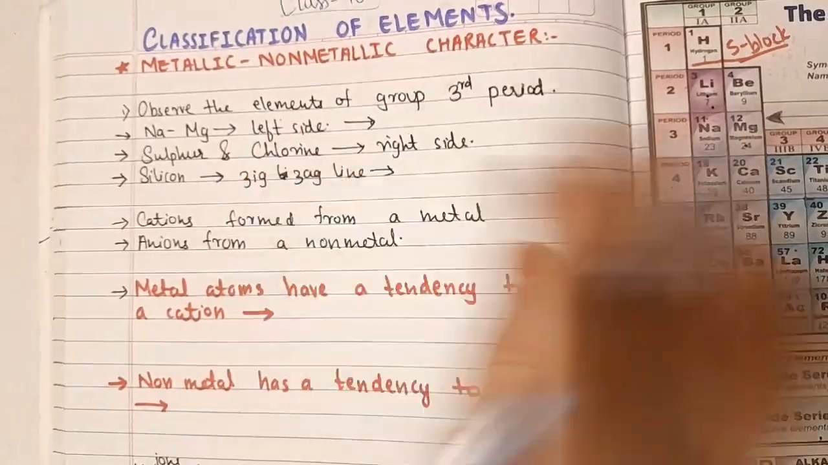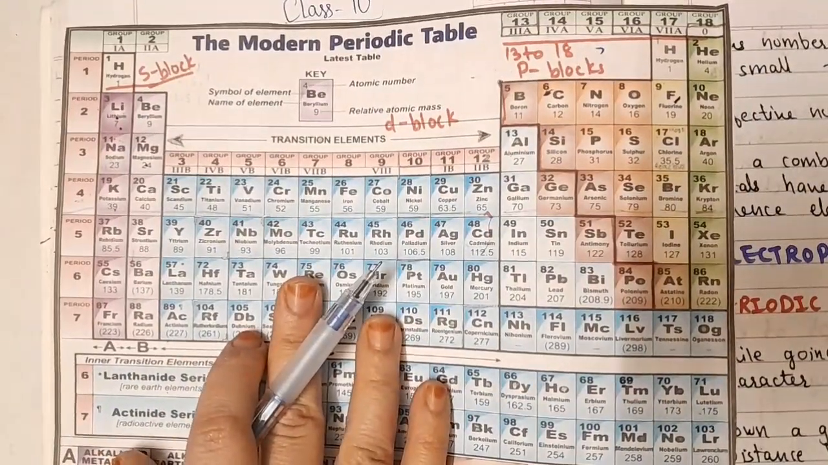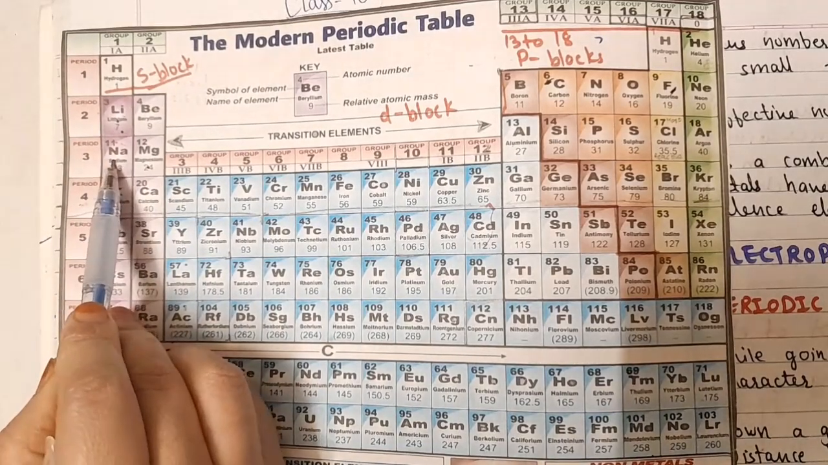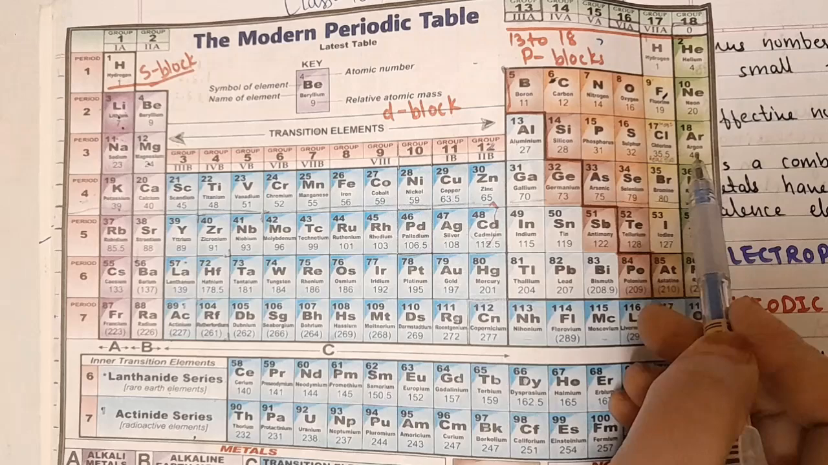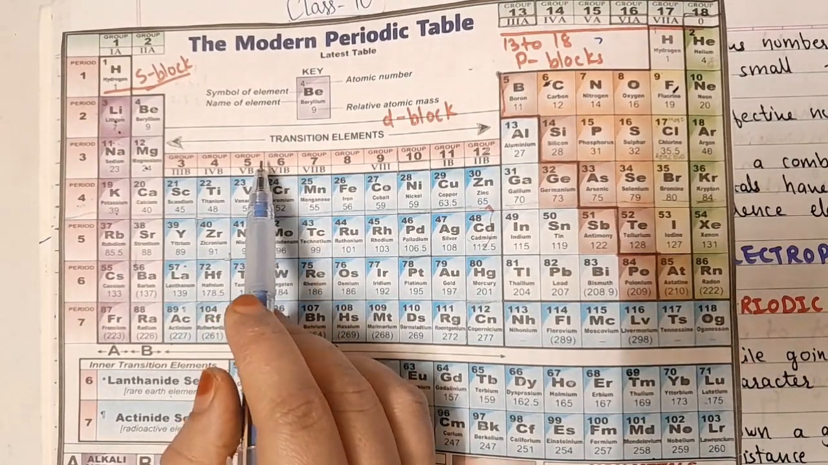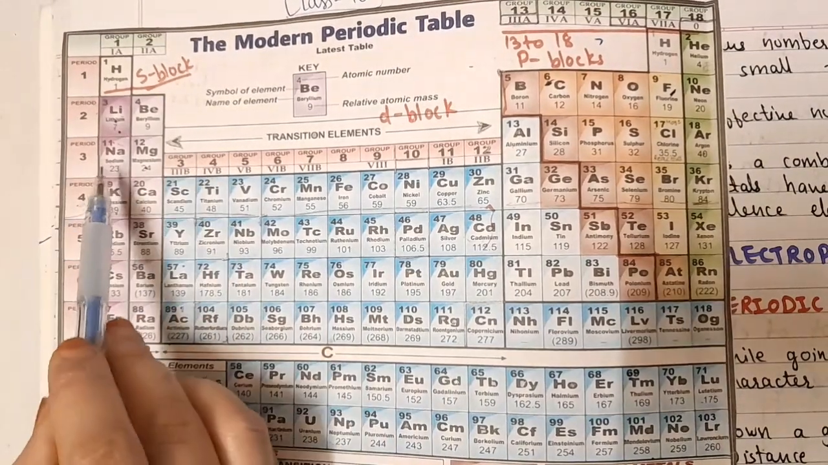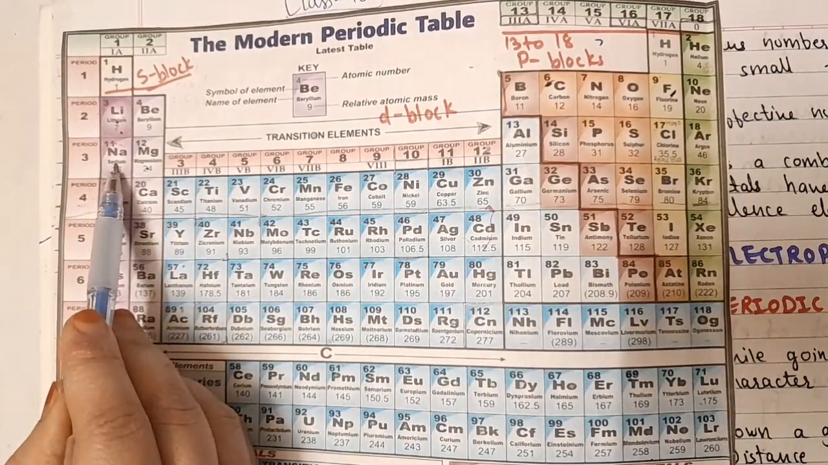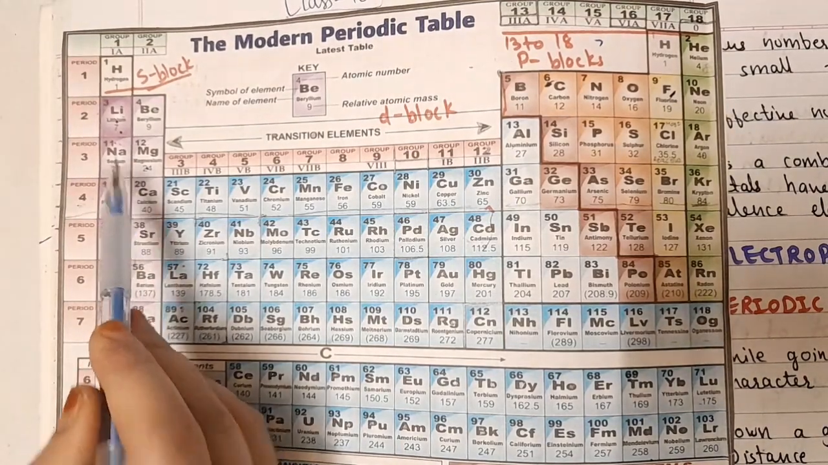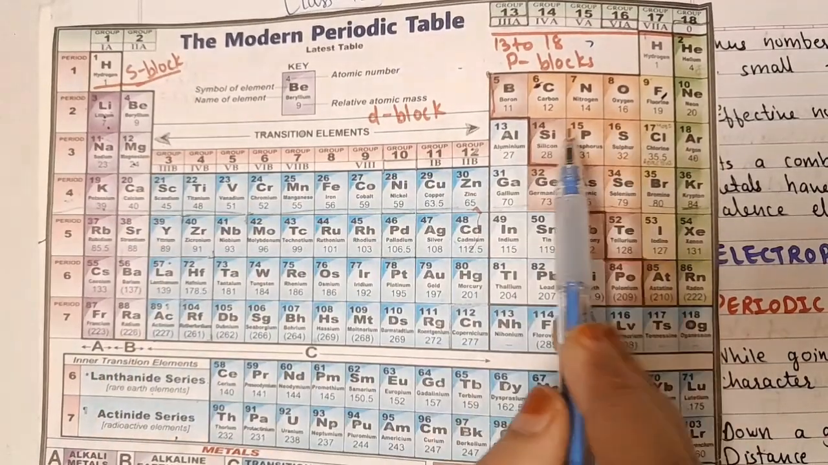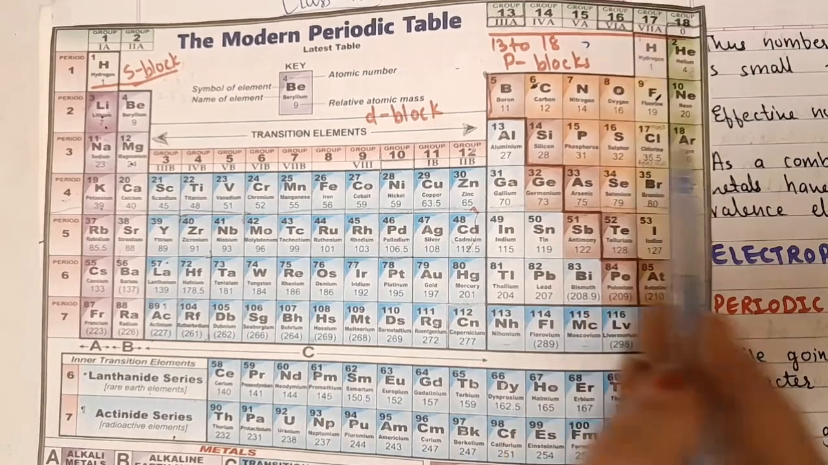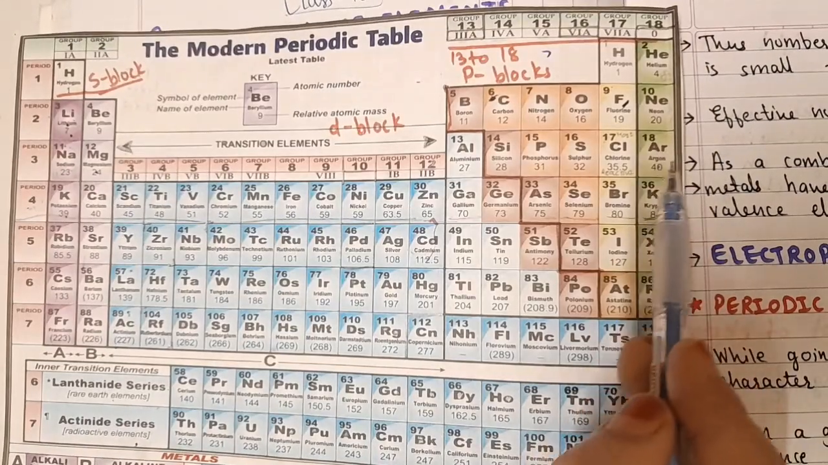Students, this is a periodic table. Look at the elements of the third period. Where is the third period? The third period starts from sodium and ends with argon. Observe the third period and classify the elements into metals and non-metals. The metallic elements like sodium and magnesium are towards the left side, and the non-metallic elements such as sulfur and chlorine are towards the right side, and this zero group element is argon.